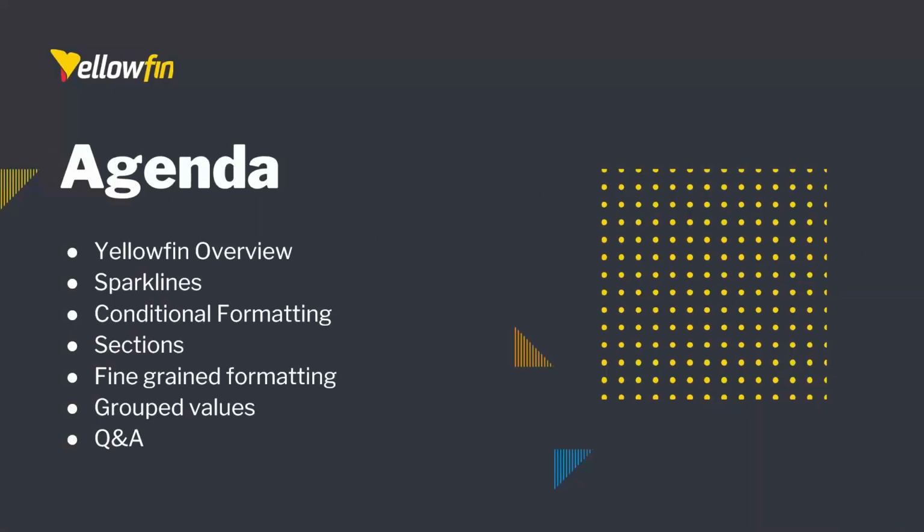A brief preview about what we will be presenting here in this webinar. We'll start with a broad overview of Yellowfin, followed by the main topics. The focus of this webinar is to highlight some distinctive features that elevate the quality of reports and dashboards in Yellowfin. These features not only make the content more prominent, but also contribute to an enhanced end-user experience when engaging with the reporting content. The specific features that will be covered today are Sparklines, conditional formatting, sections, fine-grained formatting, and grouped values.